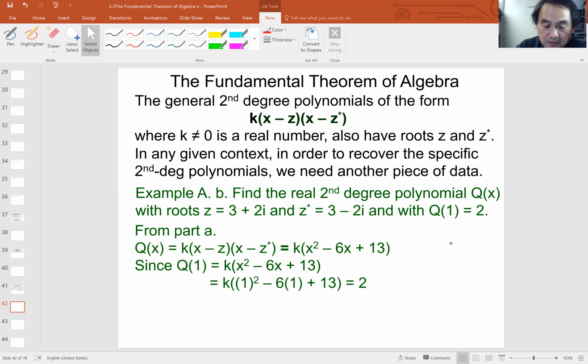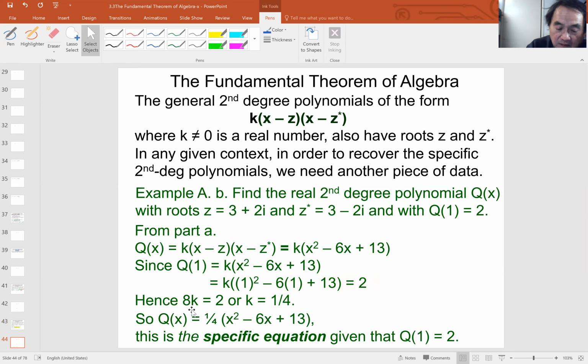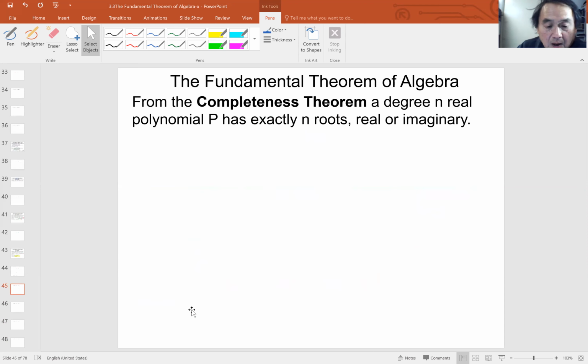Okay, so in other words, I have ak equal to 2. Here's the equation. So the output is supposed to be equal to 2. So I got ak is 2, so k is 1/4. And therefore, q must be a quarter times this formula. And this is what we call a specific answer with these initial conditions. Okay.